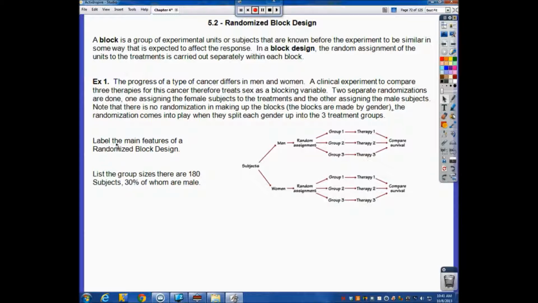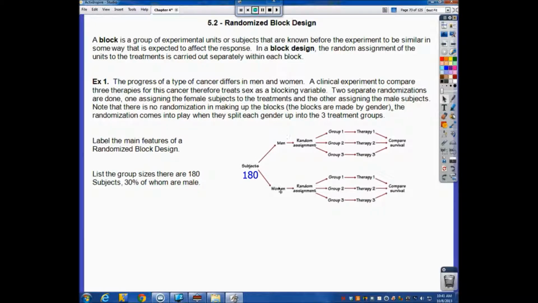So this says, label the main features of the randomized block design. Well, I've already got the picture set up here. And we're just going to label where does the randomization come into play, then the groups, the treatments, etc. It says list the group sizes. There are 180 subjects total, 30% of whom are male. Okay, so number 1, we have our 180 subjects here.